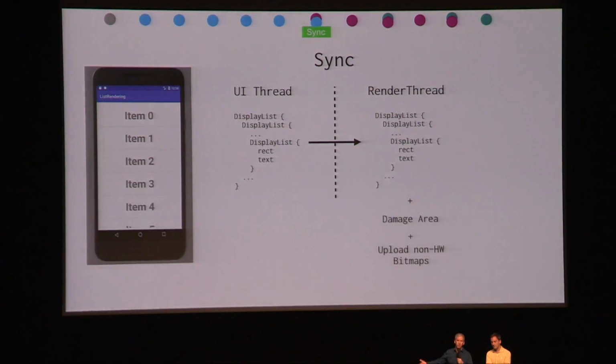Maybe somebody is drawing some bitmap somewhere that needs to be uploaded to a texture, and then we upload those at the beginning of this frame to the GPU. That tends to take a bit of time, so we do it at the beginning. This says upload non-hardware bitmaps.